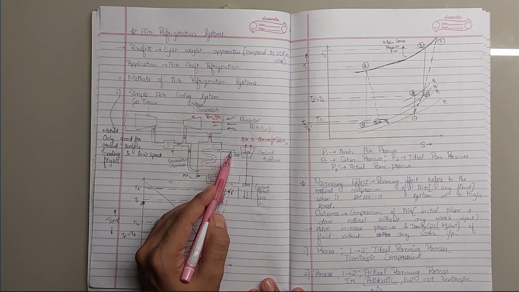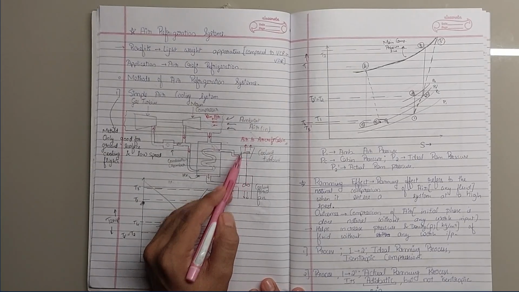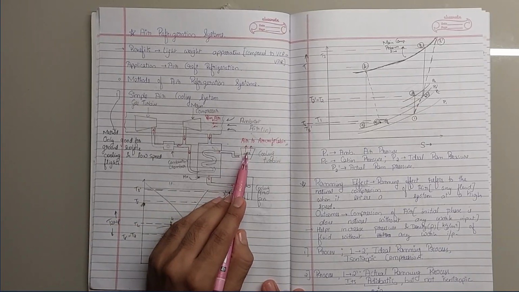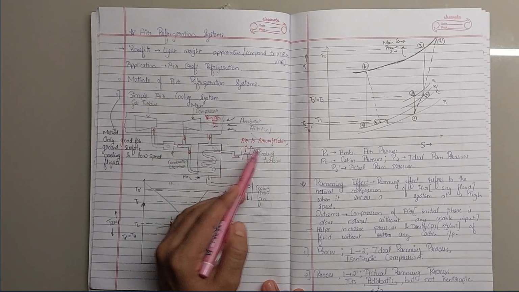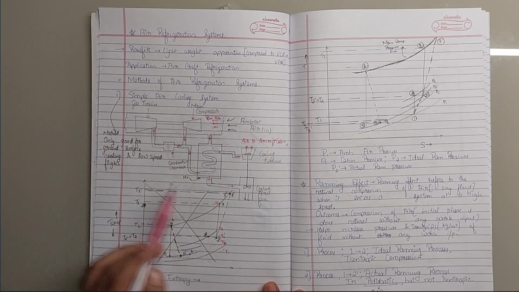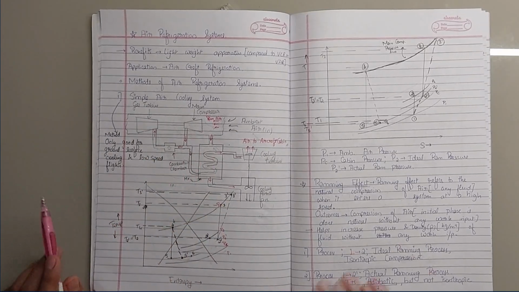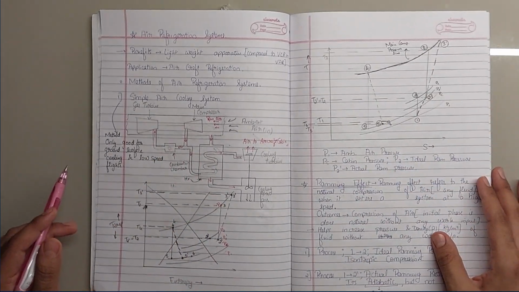So this air cools down and passes to the cooling turbine, and after going through the cooling turbine, it is made to outlet into the aircraft cabin. So this is the whole process of a simple air cooling system in a nutshell. Here we can move further.